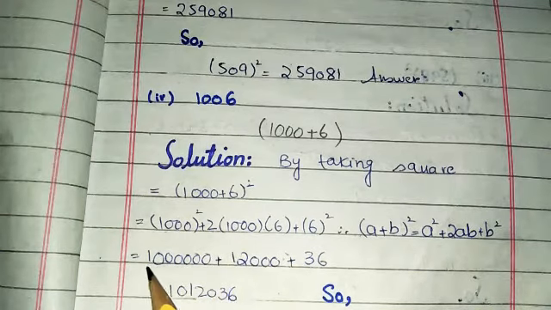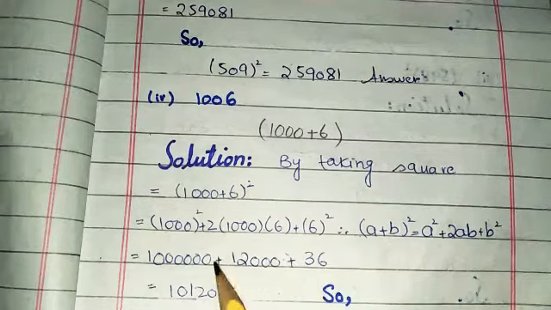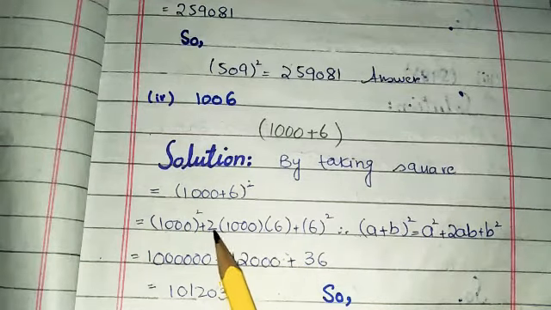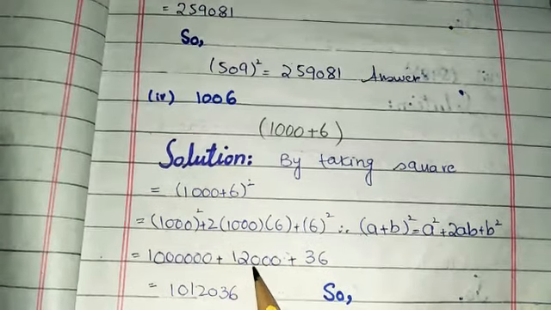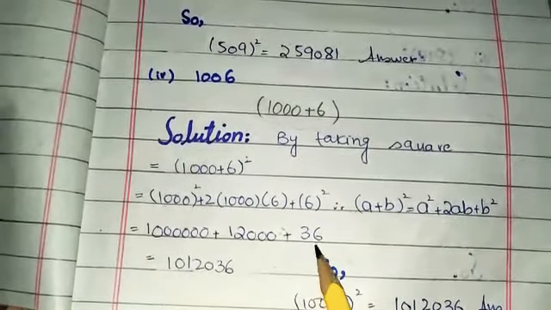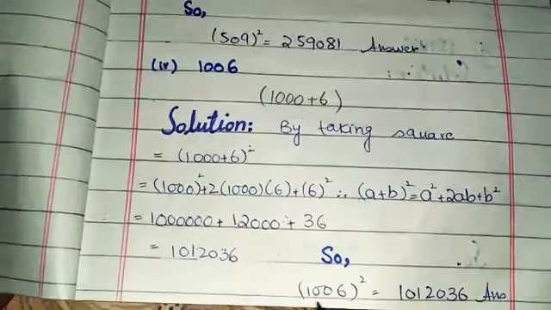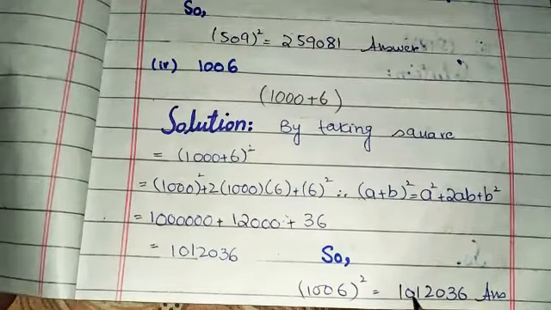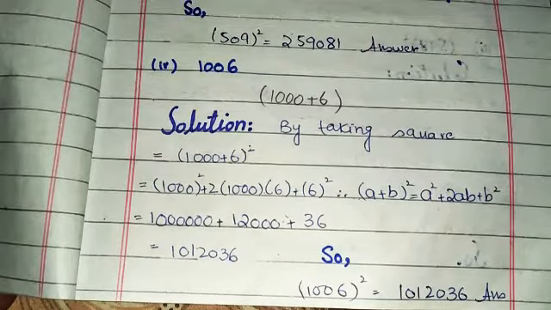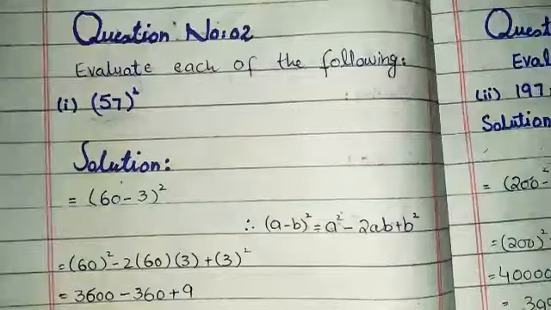1000 square we get 1000000. 6 square is equal to 36, and when we multiply 1000 into 2 we get 2000. 2000 into 6 we get 12,000. Now when we add the values we get the sum 1012036. So 1006 whole square is equal to 1012036, which is our answer.